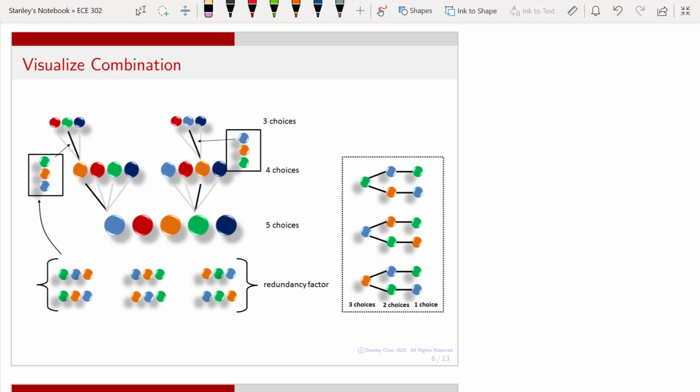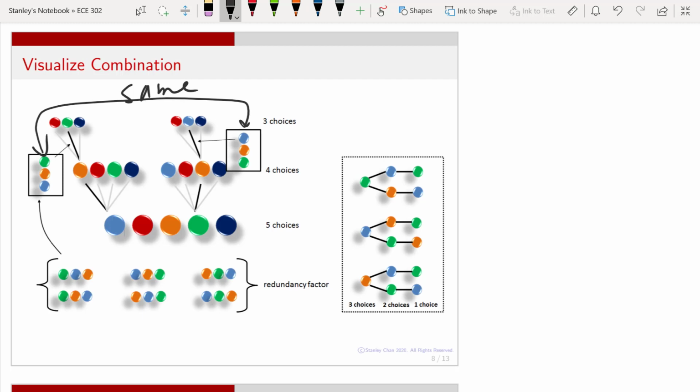However, if you start with this light blue ball, and then you get an orange, and then you get a green, you get this configuration. This configuration is certainly different from this if you cared about the ordering, because this is green, orange, and blue. This is blue, orange, and green. However, if you do not care about the order, then these two are actually the same. So in the combination setting, you want to eliminate the redundancy between cases like these.